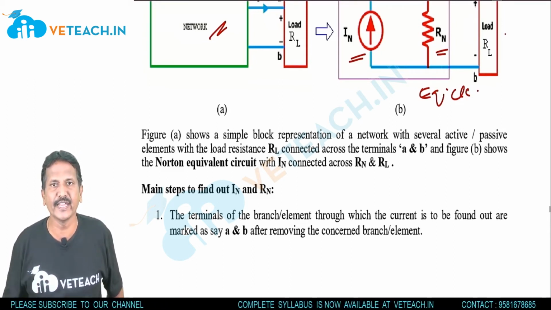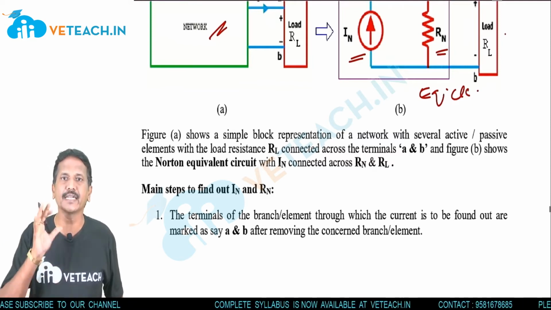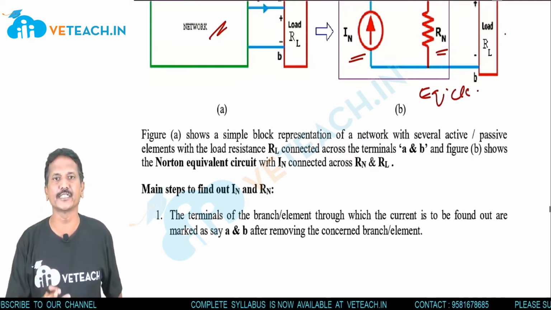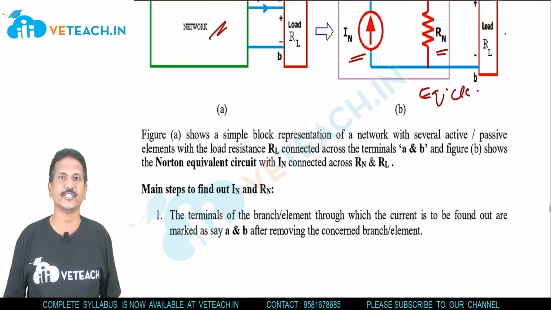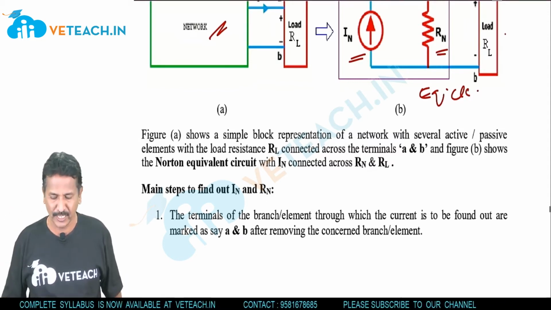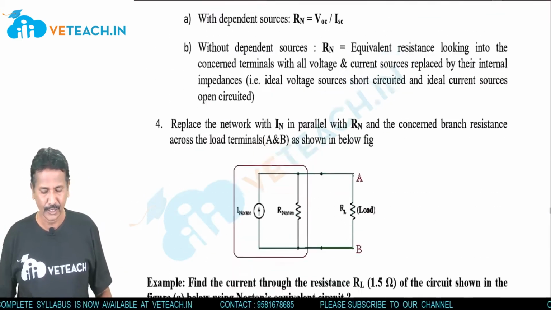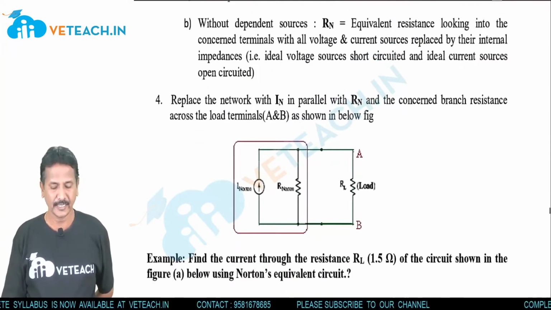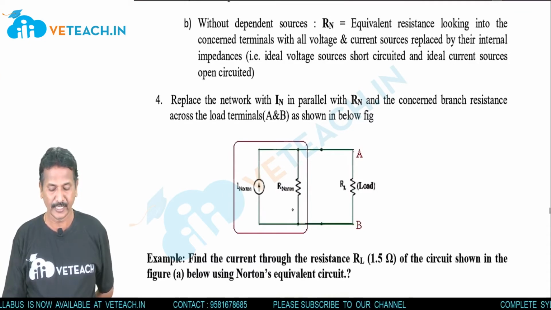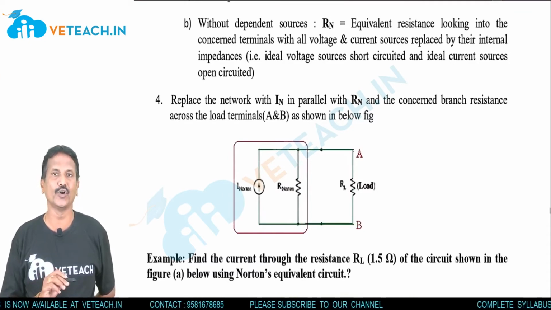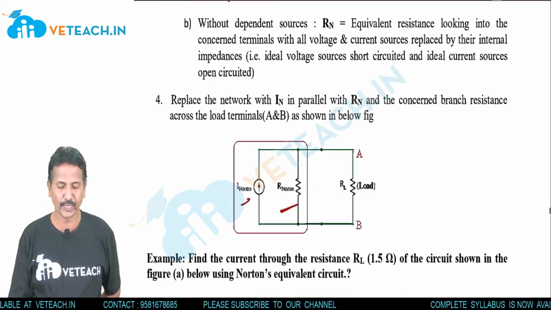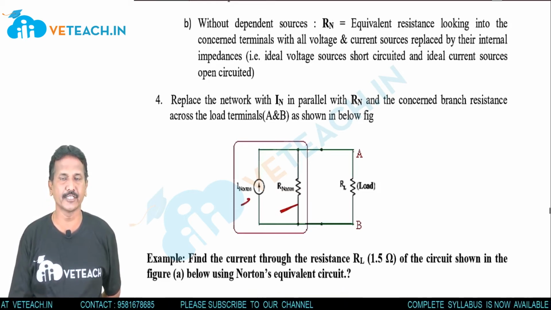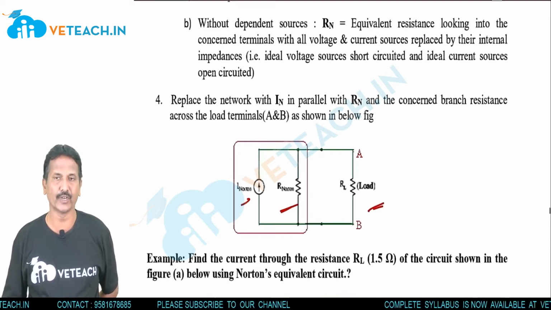In Norton's theorem we are finding a new current value. That current value we are saying as Norton's current. Why? Because we are shorting the load resistance. Okay students? Right. So here Norton's current, Norton's resistance across the load resistance. So these two are very important here. Norton's resistance as well as Norton's current across the load resistance.